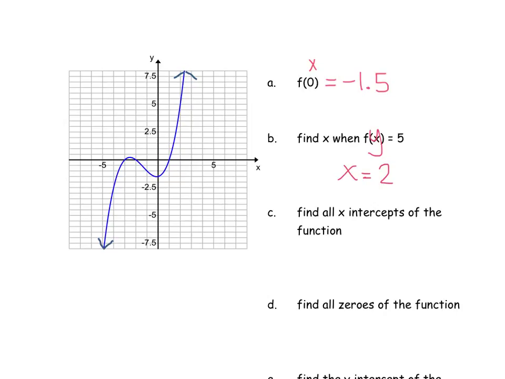Find all x-intercepts of the function. X-intercepts are the places where the function crosses the x-axis. There are 3 of them for this graph. 1, 0, negative 2, 0, and negative 3, 0.